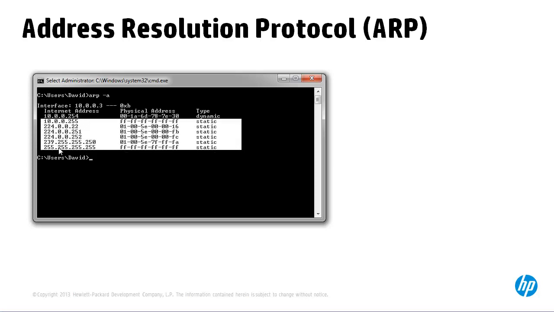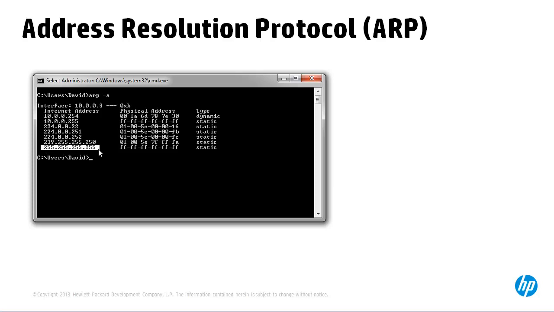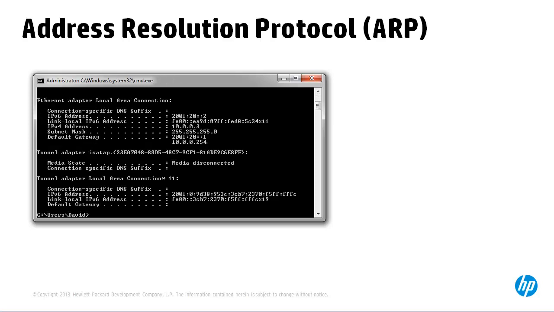As an example, the broadcast address at layer 3 is 255.255.255.255. The layer 2 address for layer 3 broadcast is eight Fs. We have only one dynamic MAC address in the local ARP cache of my PC. So ipconfig shows me that my IP address is 10.0.0.3.